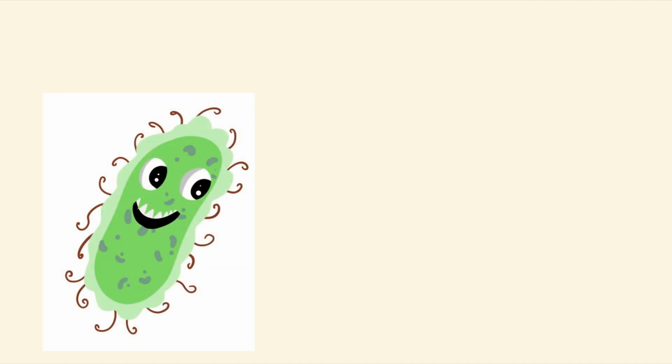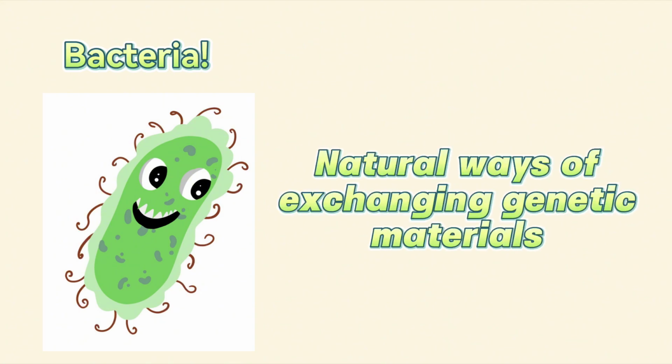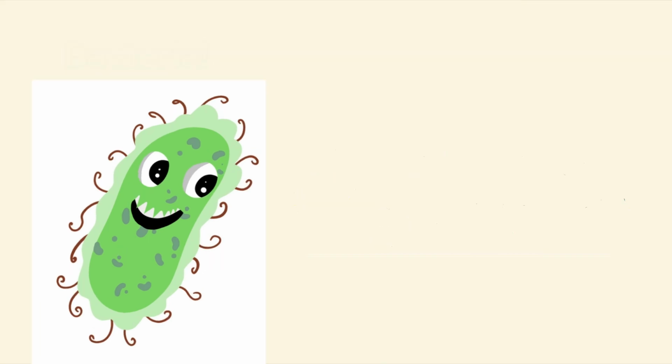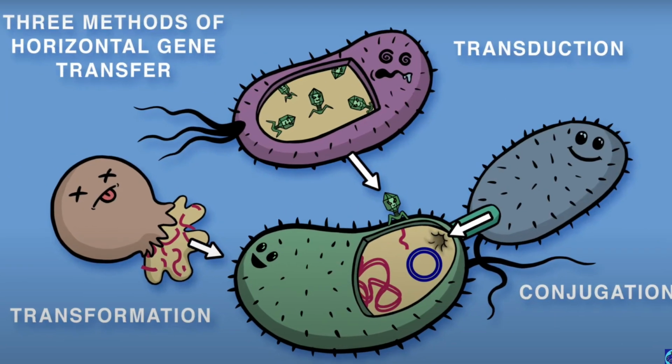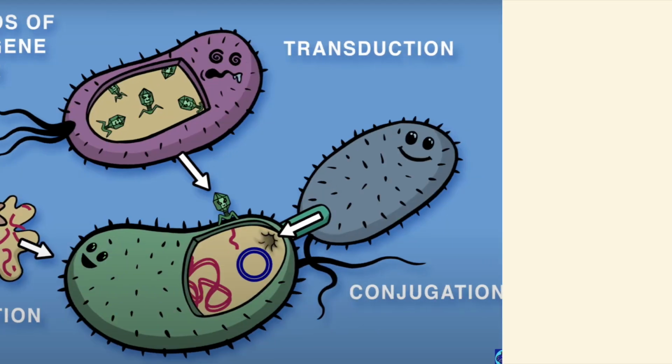But genetic engineering isn't just used in plants, it's also widely applied in bacteria. In fact, bacteria have their own natural ways of exchanging genetic material, which allows them to quickly adapt and survive in changing environments. This process is called genetic recombination, and it happens in three main ways: transformation, transduction, and conjugation.